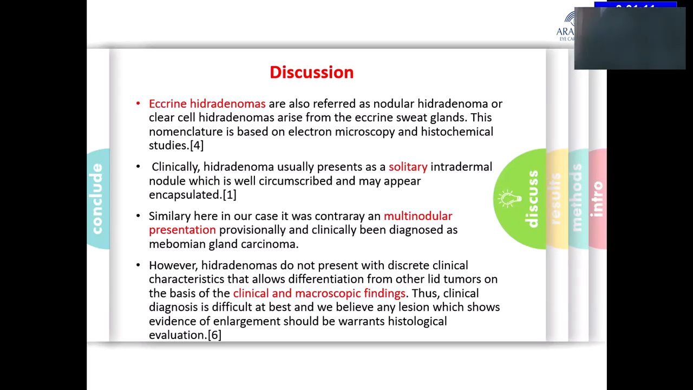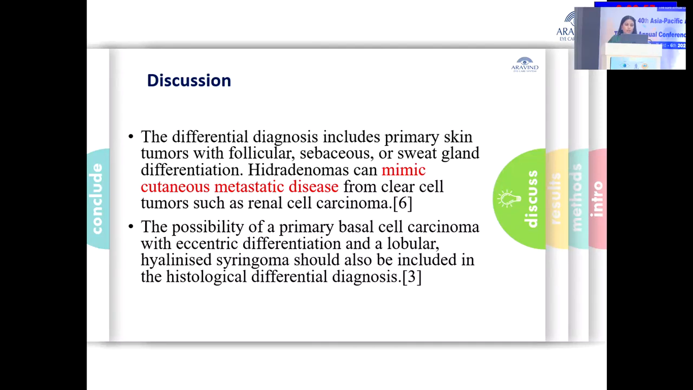However, hydradenomas do not present with discrete clinical characteristics that allow differentiation from other eyelid tumors on the basis of clinical findings alone. We can differentiate them on the basis of clinical and microscopic findings. The differential diagnosis includes primary skin tumors like follicular, sebaceous, and sweat gland differentiation. Hydradenomas can mimic cutaneous metastatic disease from clear cell tumors such as renal cell carcinoma. The possibility of primary basal cell carcinoma with eccrine differentiation and the lobular hyalinized syringioma should also be included.